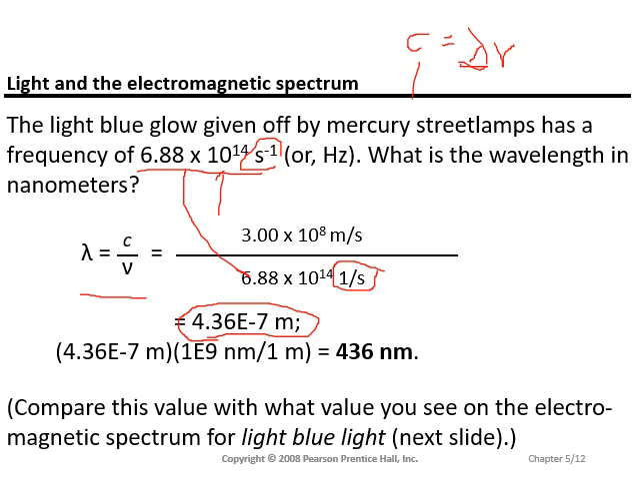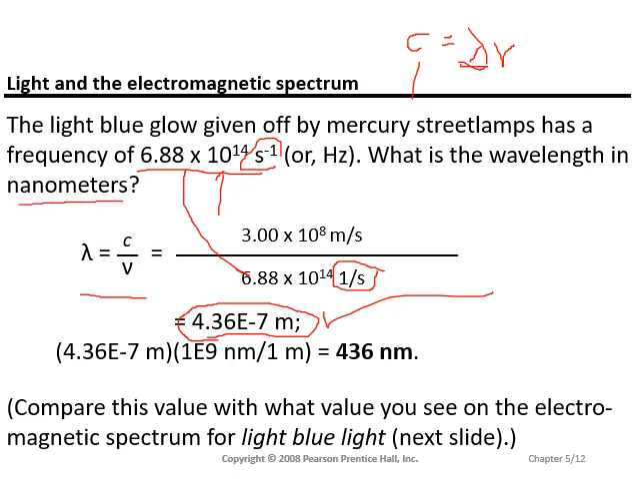Okay, that's just because that's what the units will be. So these units have to be specifically in meters and in 1/s. And the speed of light obviously has to be in meters per second. Anyway, so the wavelength is actually going to be 4.36e-7 meters. And that's your answer.